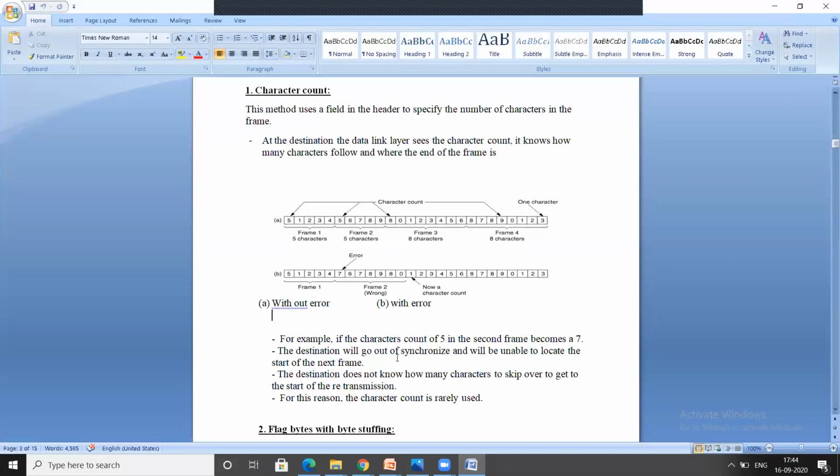For this reason, the character count model is rarely used. దీంట్లో ప్రాబ్లం ఉంది కాబట్టి ఈ టెక్నిక్ అనేది రేర్ గా యూజ్ చేస్తారనమాట.